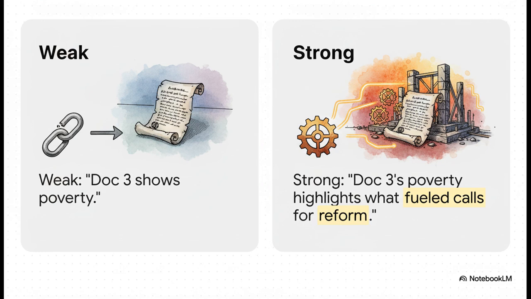And check out the difference here between just dropping in evidence and actually using it. The weak version: Doc 3 shows poverty. Okay, so what? The strong analysis explains the significance. Doc 3's depiction of urban poverty highlights the social strains that fueled calls for reform. See the difference? You're not just pointing at the evidence, you're actively connecting it back to your main argument. It's a total game changer.